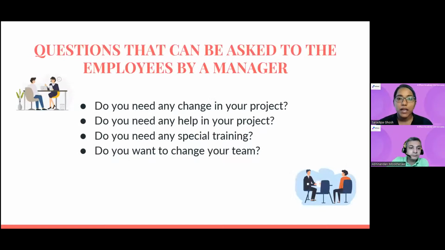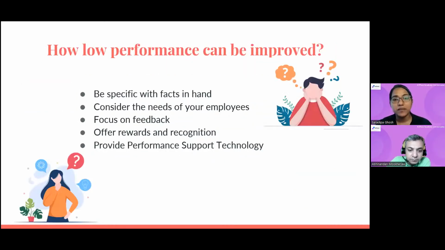And these are the questions that can be asked to the employees by a manager. A manager, not an HR manager, as in a supervisor. So what can they ask their employee? Do you need any change in your project, or do you need any help to complete your project, or is any special training needed or not, or if they are not feeling comfortable with their team and they need to change the team. So these are the few points on how low performance can be improved.